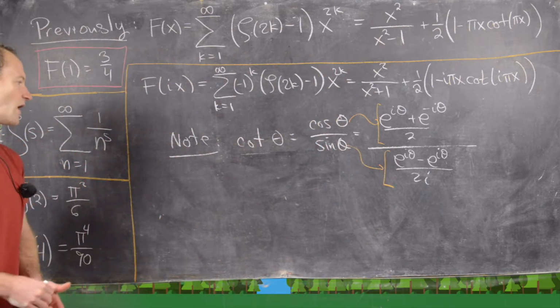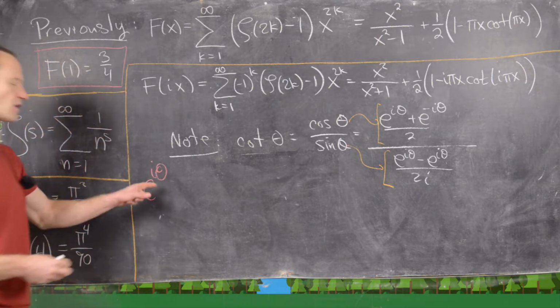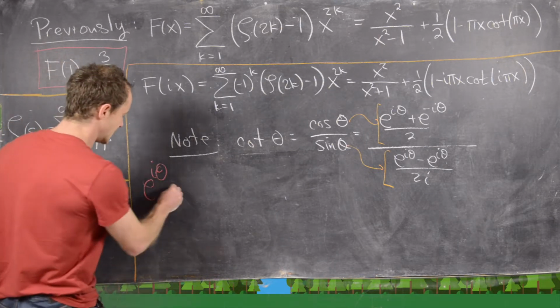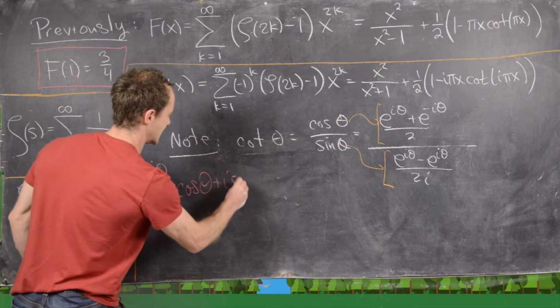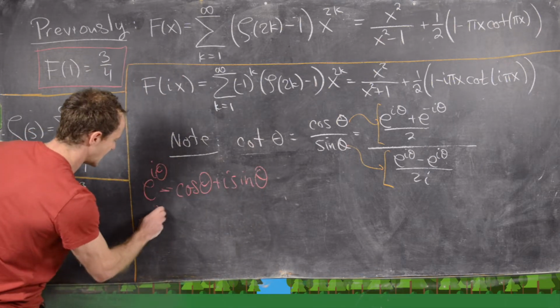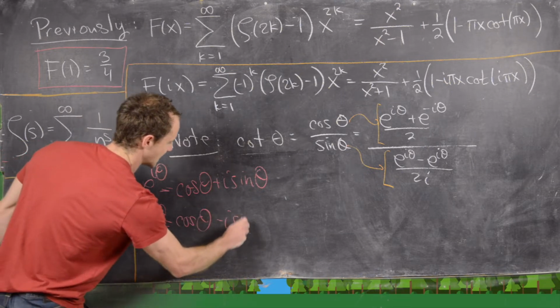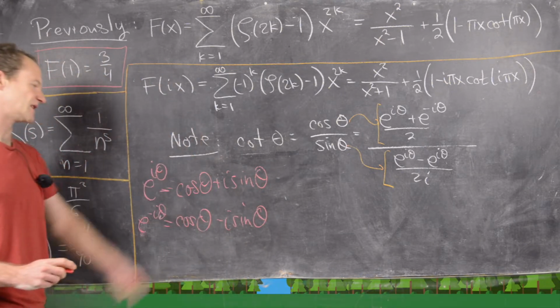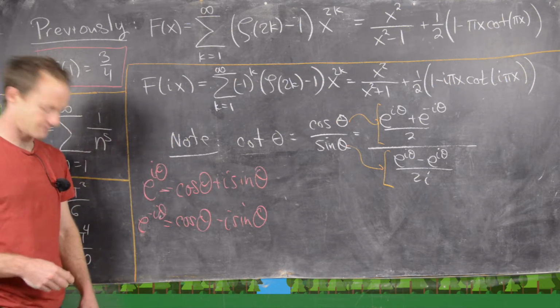And you might say, well, where does that come from? It comes from Euler's formula. So let's recall that e to the i theta is equal to cosine of theta plus i sine of theta, and then e to the minus i theta is equal to cosine of theta minus i sine of theta. So in fact, that just gives us a system of equations that we can solve for cosine and sine.